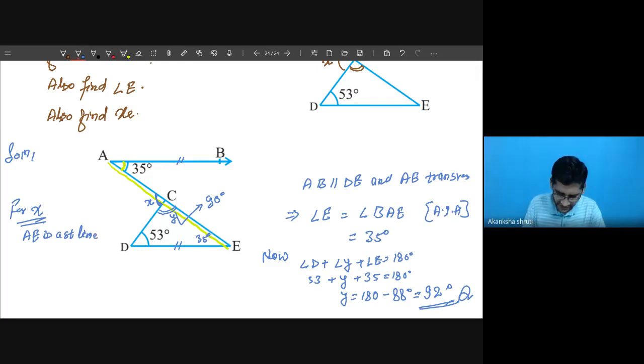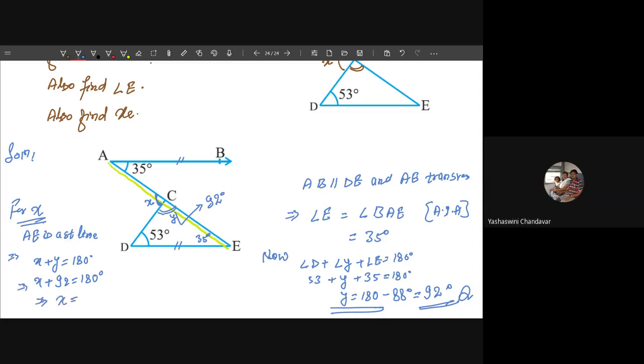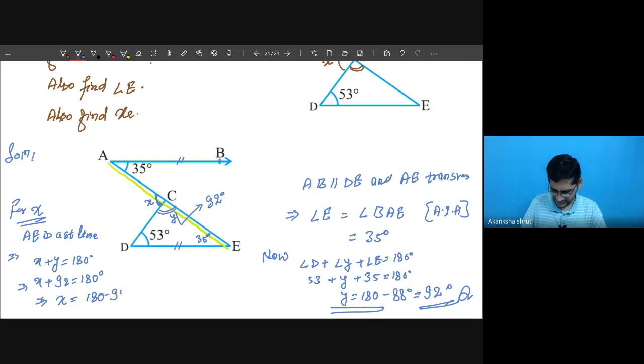So this is a straight line. Now, student, we have to observe about the straight line. Means x plus y is again 180 degree. So this implies x plus y is 180 degree. X we have to calculate and y we have calculated here. So 92 degree plus x is equals to 180 degree. So what is the value of x? 180 minus 92. This is our 88 degree. So therefore, x is equals to 88.